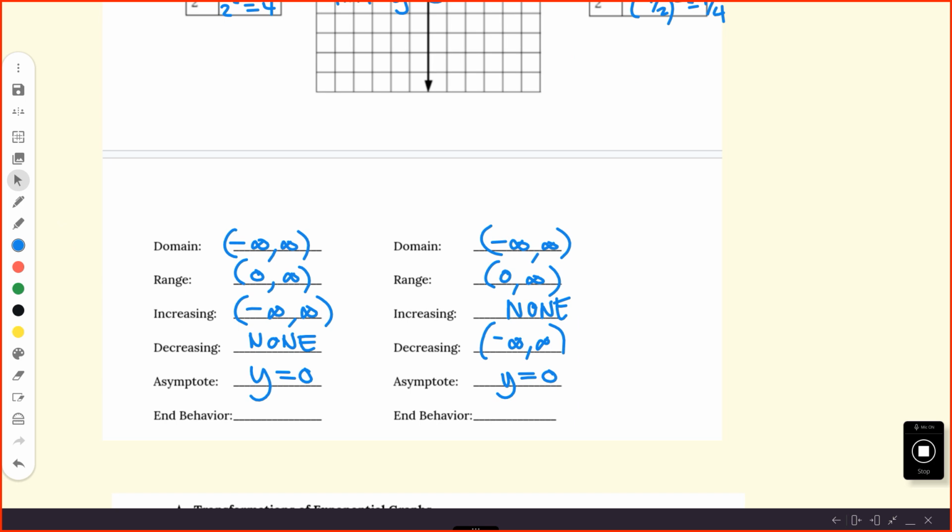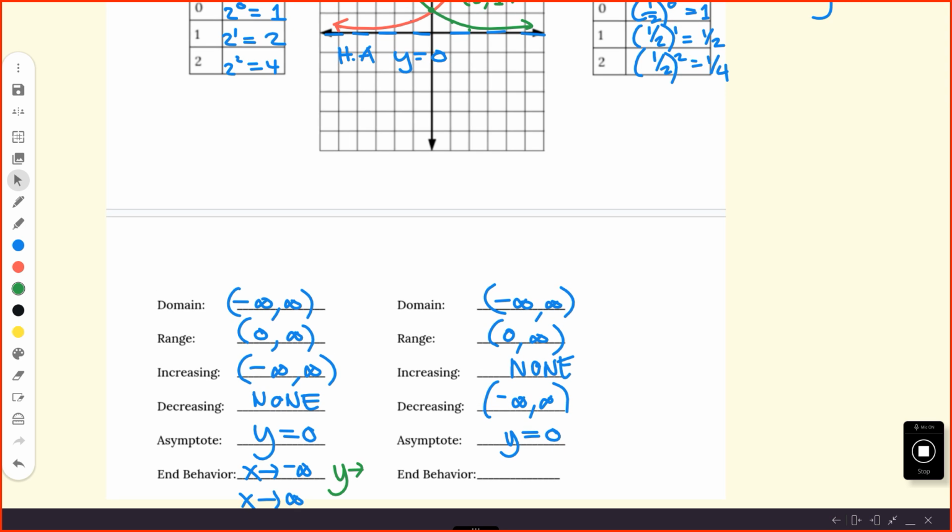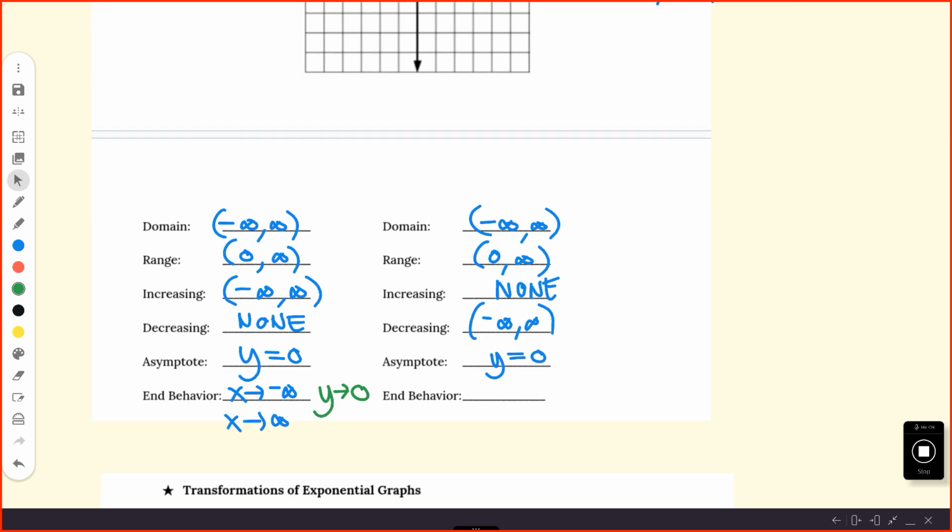So we know that if we have this notation, x arrow negative infinity, that means we're looking at the left side of the graph. And then x arrow positive infinity, that means we're looking at the right side, okay? So what happens at the left side as x approaches negative infinity? It approaches the line, right? And that is 0. So y approaches 0.